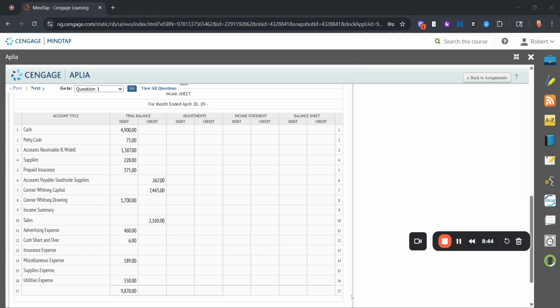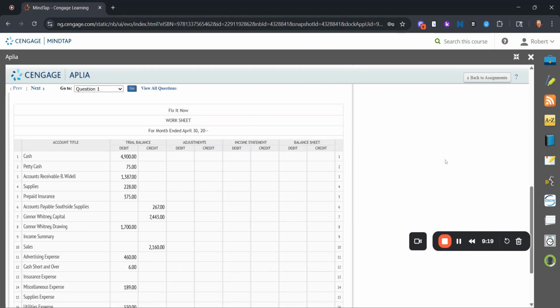Now for the balance for the credit column, 267 plus 7443 plus 2160. They equal 9870. So I have that balancing principle going on between the debit and credit columns. So 9870 for those two columns. So that is it for 6-1, work together.